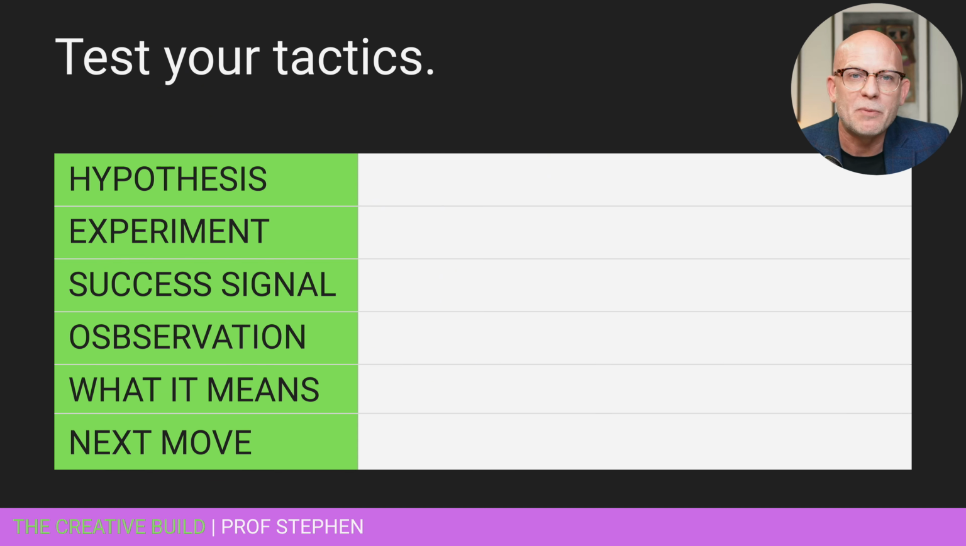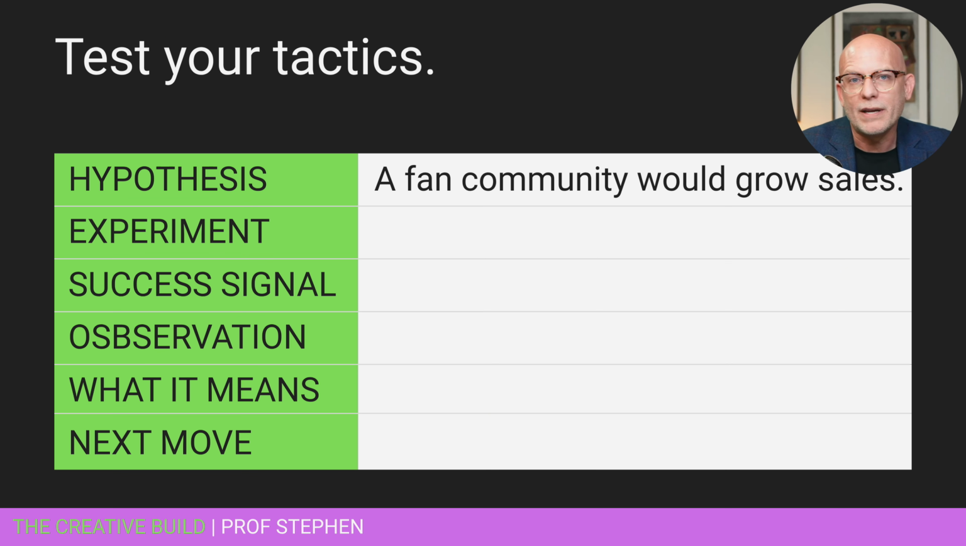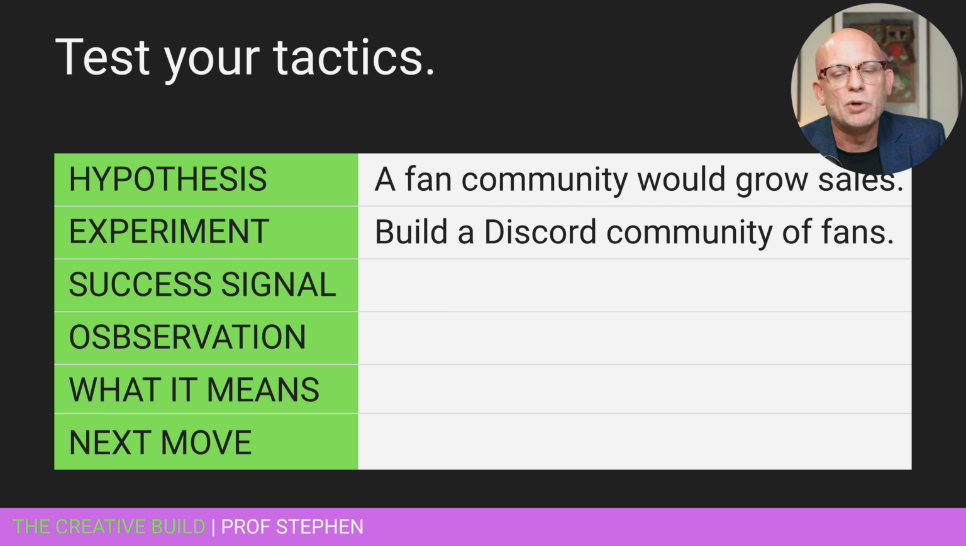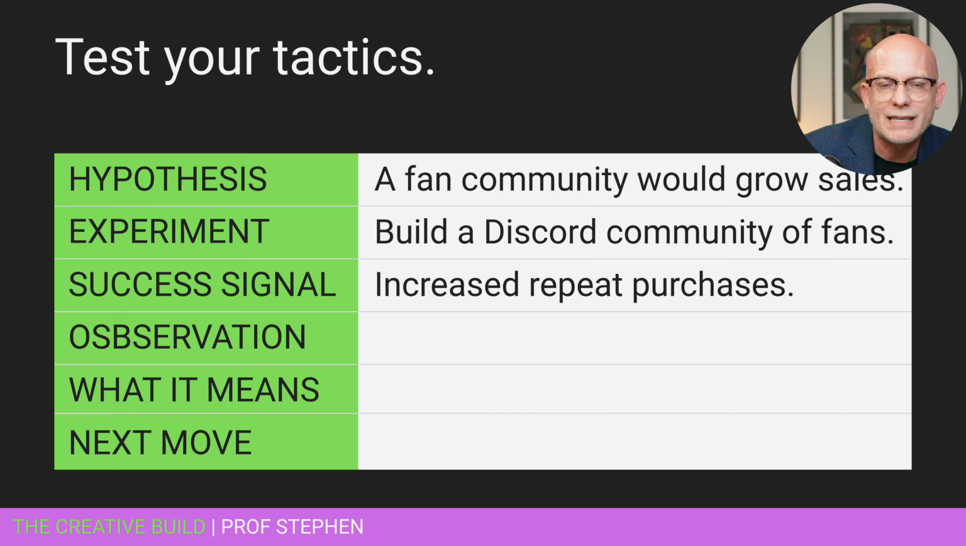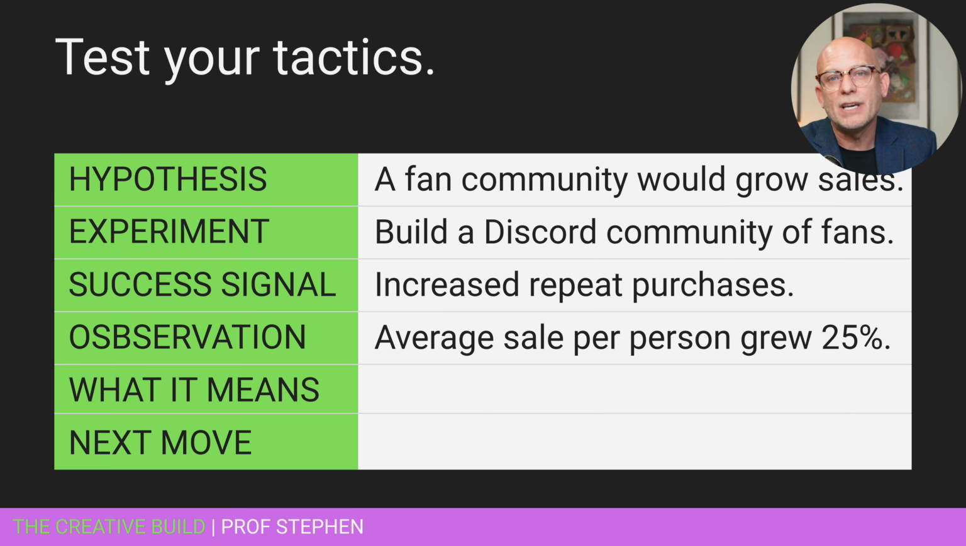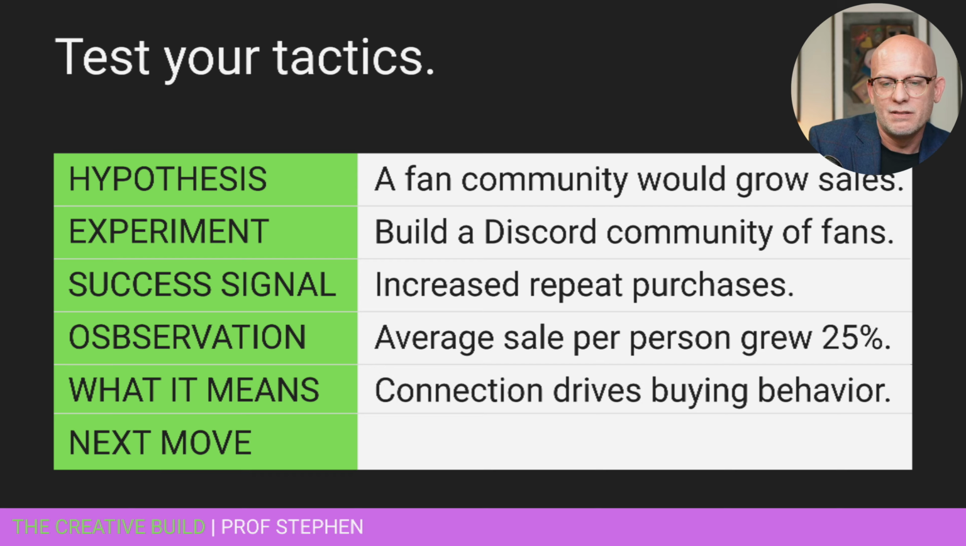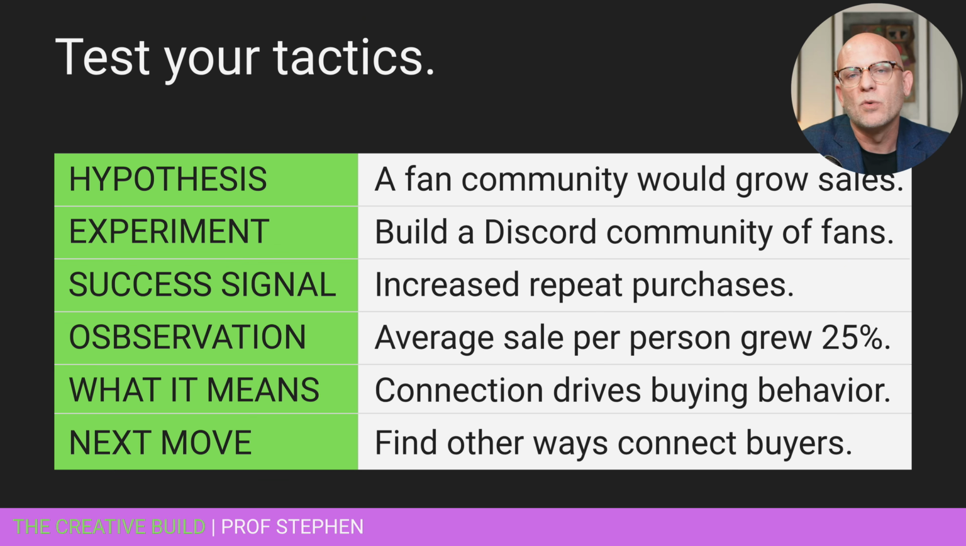So here's what an experiment might look like for Andy as she's building her brand experience for Janelle. At some point, Andy thought that a fan community would grow sales. And so she devised an experiment to build a Discord community of fans as an important part of her offering. She's not just selling novels, she's selling community. She decided her success signal was repeat purchases of her work. And through experimentation, she learned that the average sale per person grew 25%. That solidified her hypothesis that connection drives buying behavior within her fan group. And so Andy decided to find other ways to connect buyers with one another beyond just a Discord group.